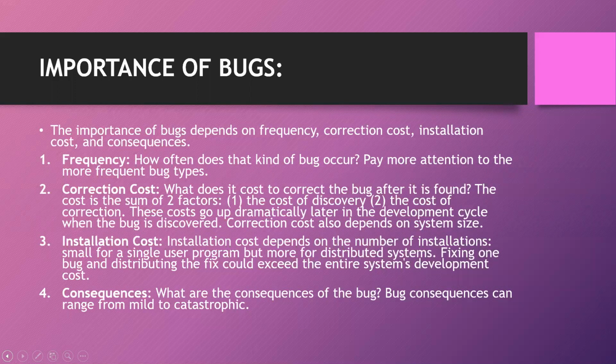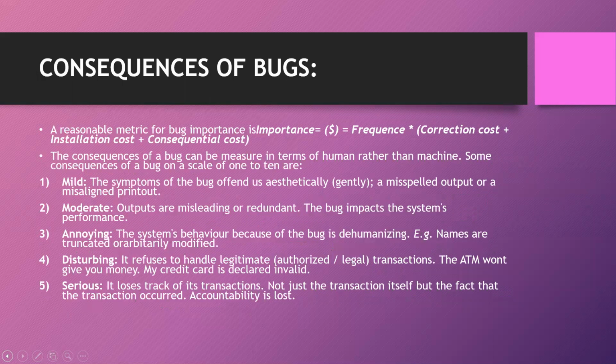Next is consequences. What are the consequences of the bug? Bug consequences can range from mild to catastrophic. So the next is about the consequences of bugs.